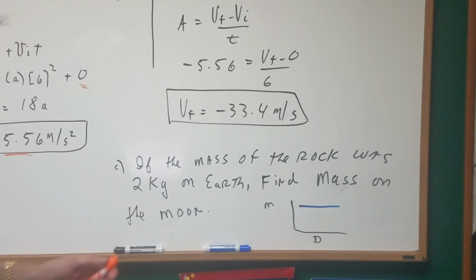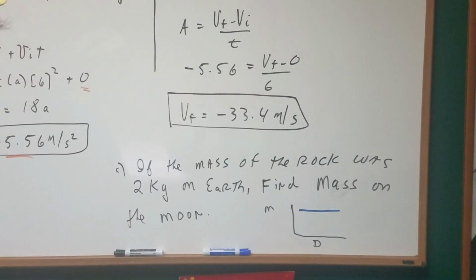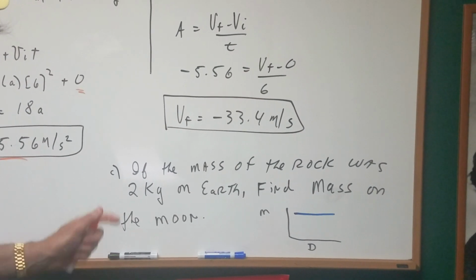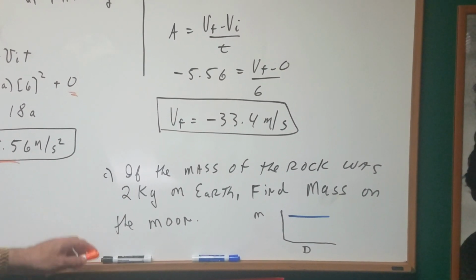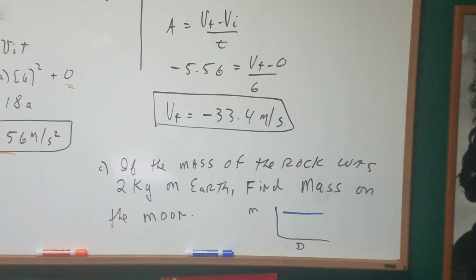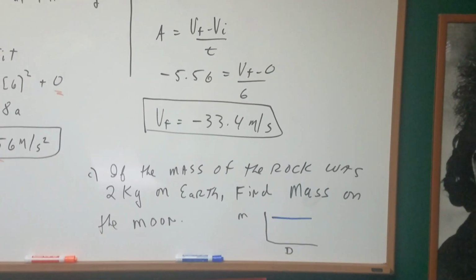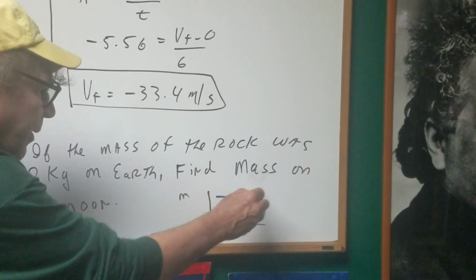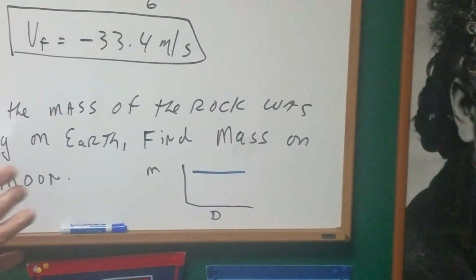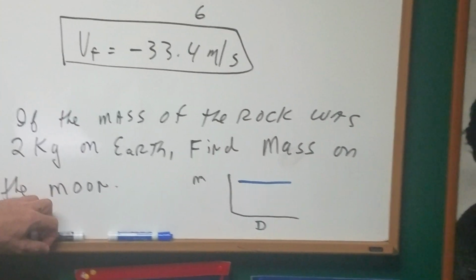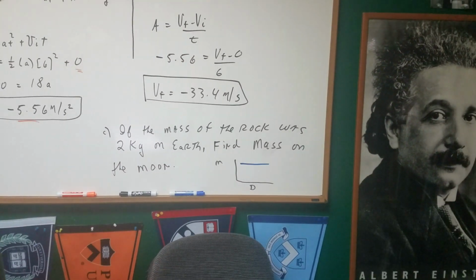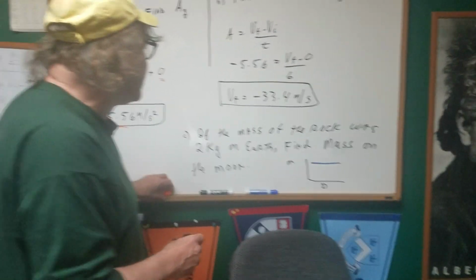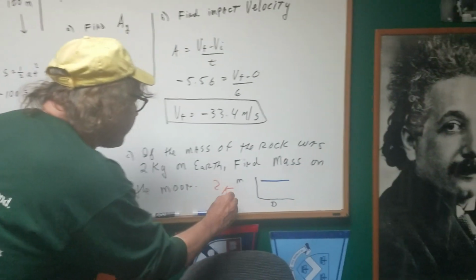Part C: if the mass of the rock was 2 kilograms on Earth, find the mass on the moon. Never forget, the mass is how much molecules and atoms make up a substance. It never changes with distance. So if you graphed it, mass versus distance, the mass stays the same. The weight changes of an object, but never the mass. Always a question on an exam. Mass never changes. So the answer would be 2 kilograms, of course.